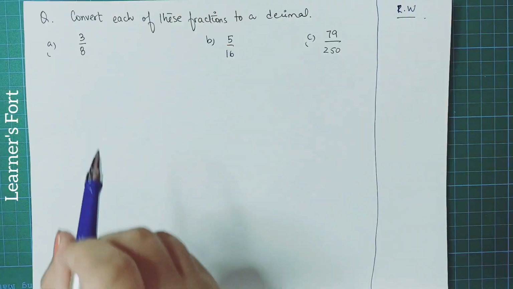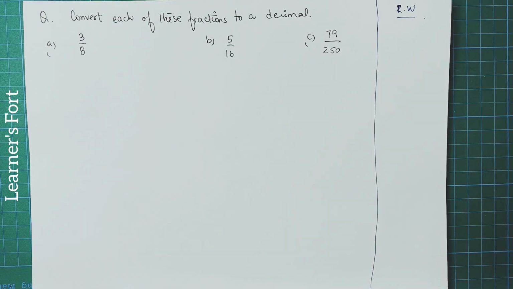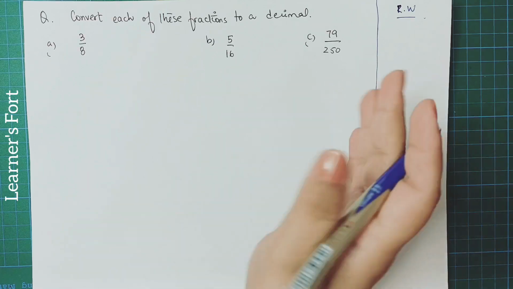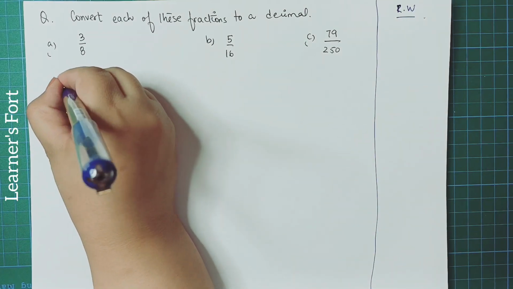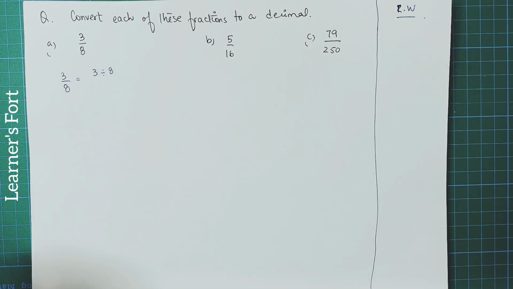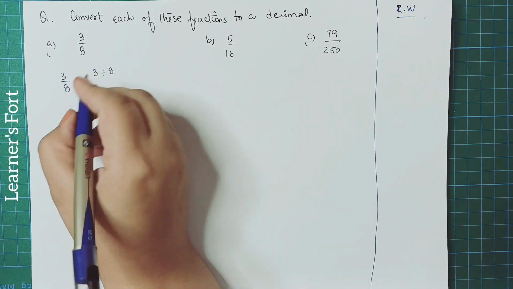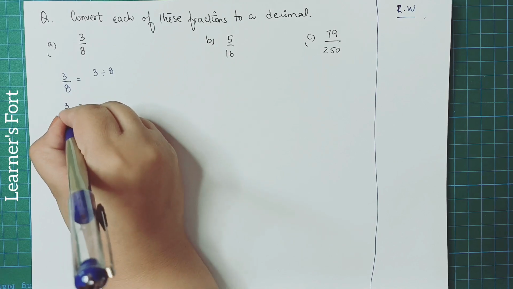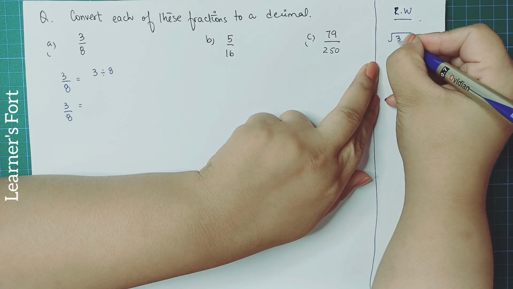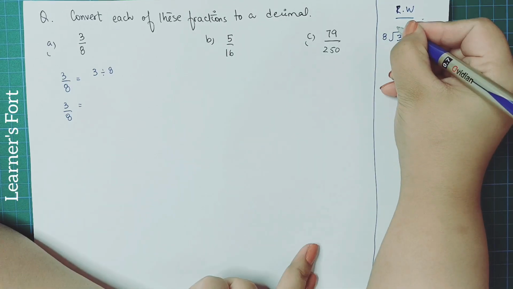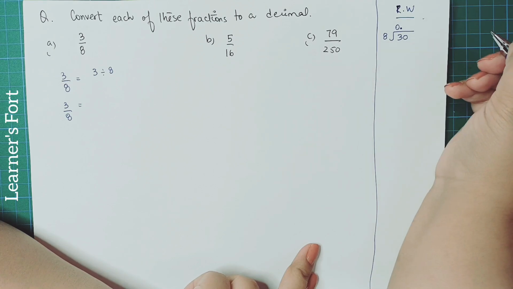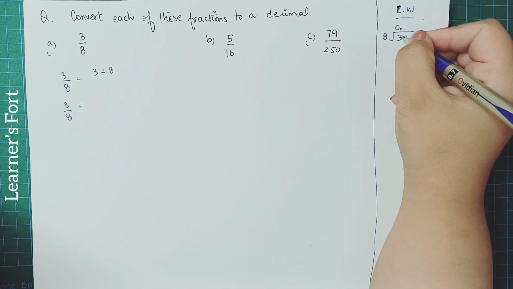Convert each of these fractions to a decimal. Now we have the first fraction, 3 upon 8. How are we going to convert this fraction? 3 upon 8 is basically equal to 3 divided by 8. So we're going to divide 3 by 8. What are we going to get? We're going to put 3 inside and 8 outside. So we put 0 and a point, and we put a 0 here. So what is the closest?